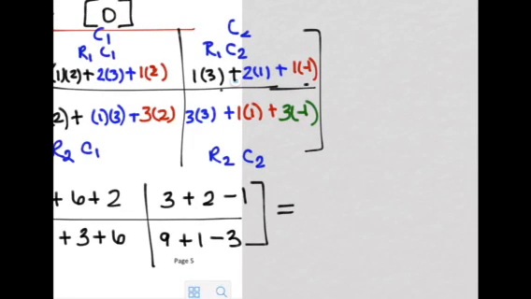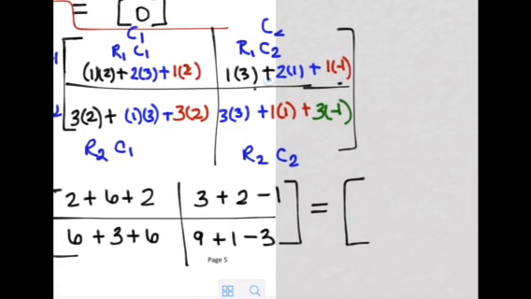And completely simplifying that, 2 plus 6 plus 2 is 2 plus 6 is 8 plus 2 is 10. 3 plus 2 is 5. 5 minus 1 is 4. 6 plus 3 plus 6 is 15. 9 plus 1 is 10. 10 minus 3 is 7. And as we predicted, we ended up with a 2 by 2 matrix.